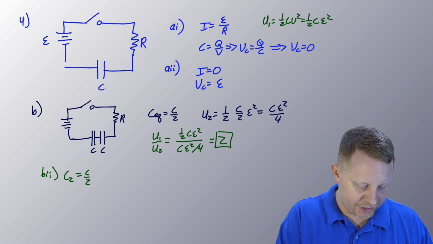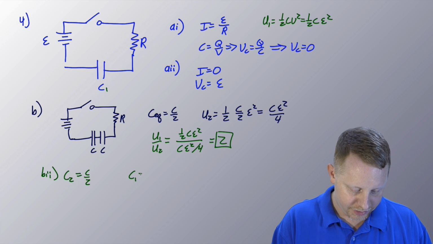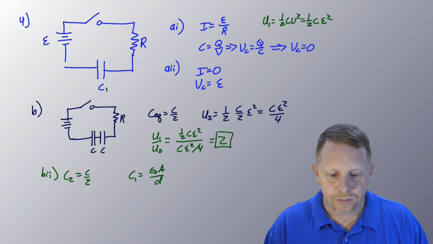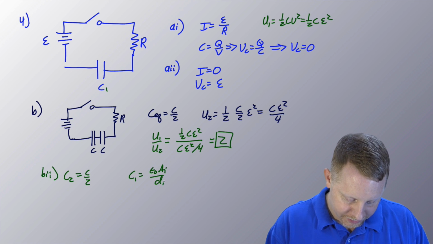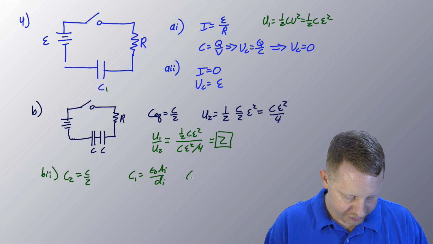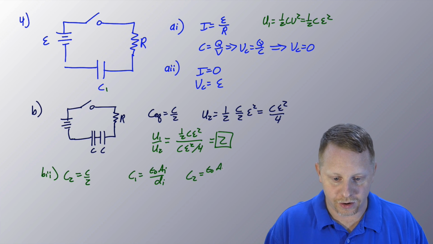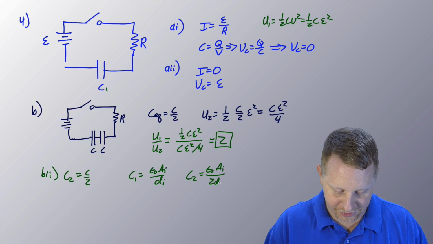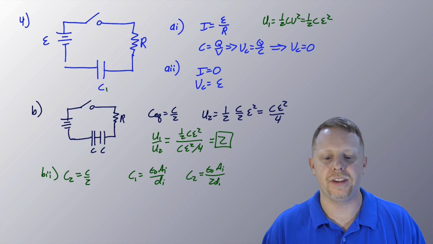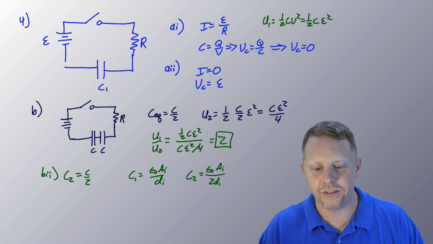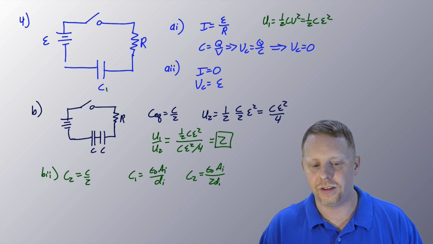Now, our initial capacitance, I'm going to call that C1 up there, is just epsilon naught A over D, assuming an air capacitor. We'll call that A initial, D initial. C2, which is half of that, must be epsilon naught, and if we start with A initial, we need twice the distance between the plates. So I would say you could do this with the same area as the original, but twice the distance will give you half the capacitance.